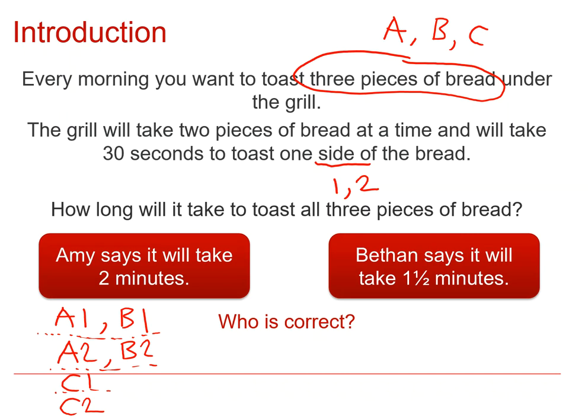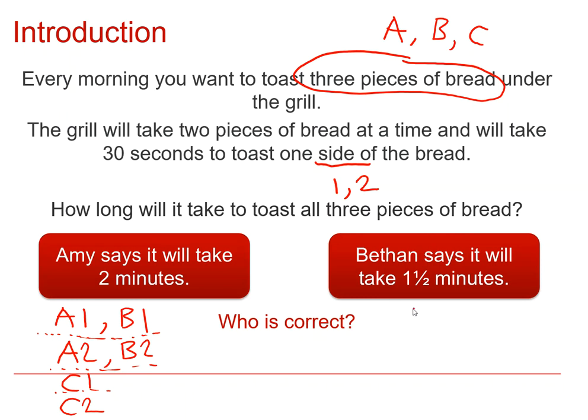So that's plausible, I suppose, but it looks as if there's potentially some wastage there, because when you're toasting piece C, some of the time the grill isn't full, so maybe there's a way of reordering what we do so that we can actually do it in less time. So maybe Bethan's right, and if you thought about this carefully enough, you might have come up with this solution.